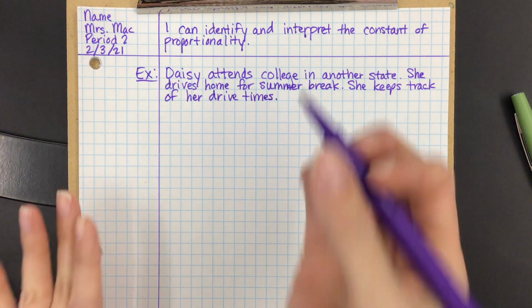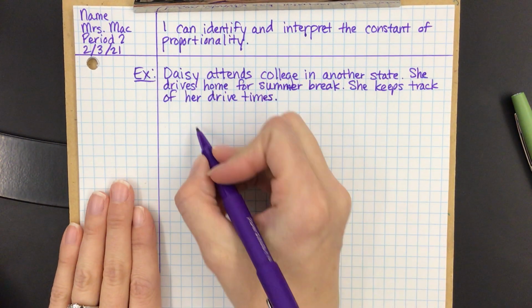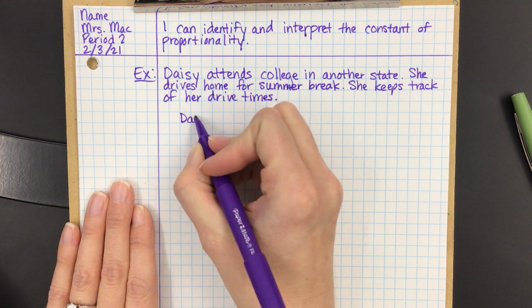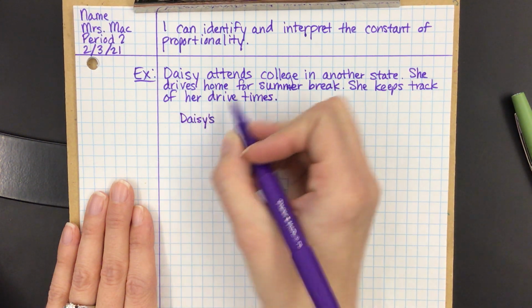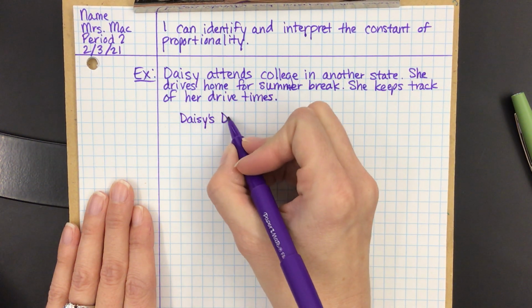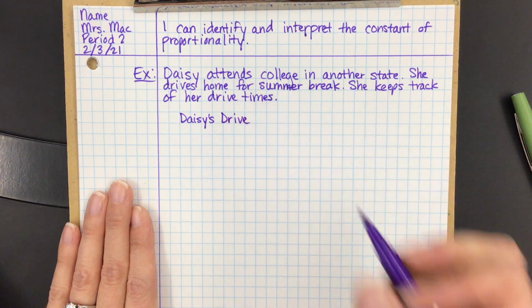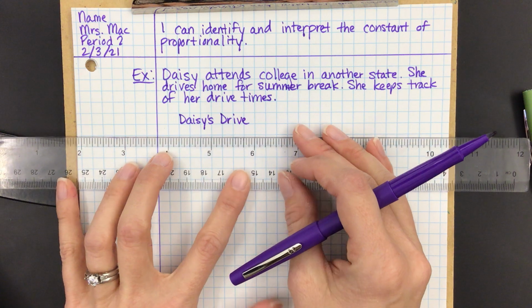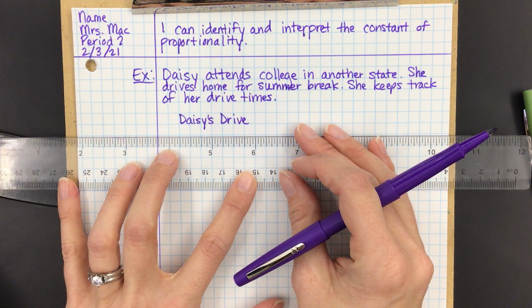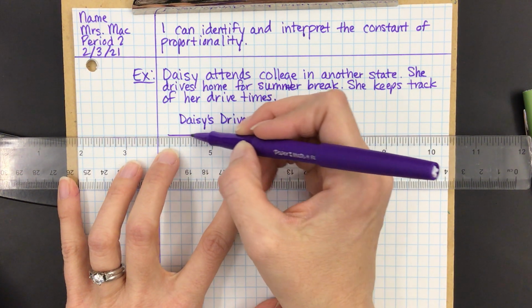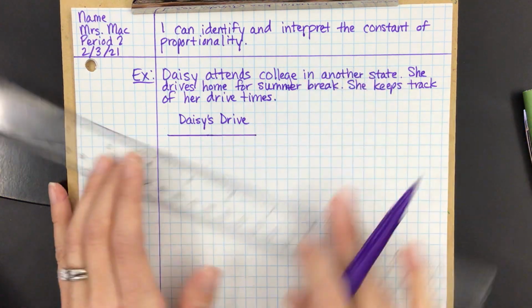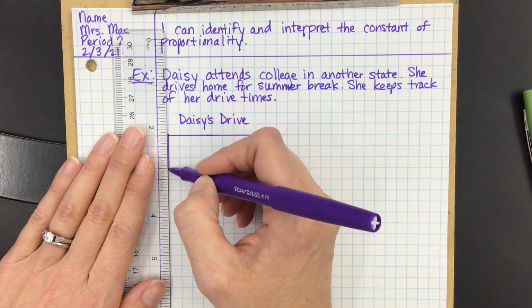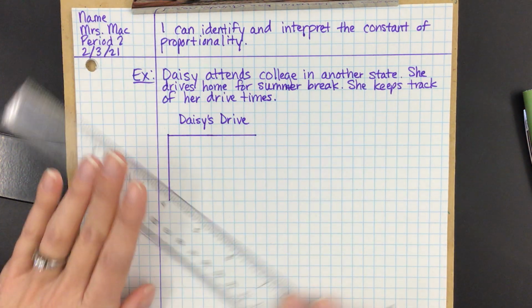So that's what we're going to do. We're going to look at Daisy's drive times in a table. So I'm going to set up a little table for Daisy. If you're wondering what I'm doing here, I'm making a table that is 8 by 6. So if you want to block off your squares, I did 8 across, 6 down.